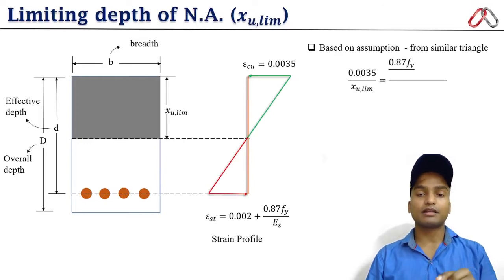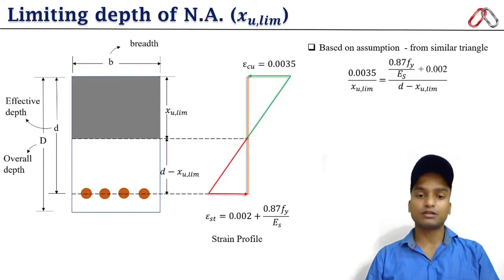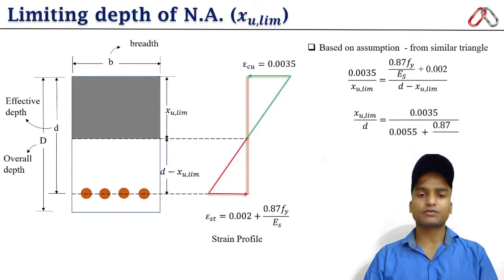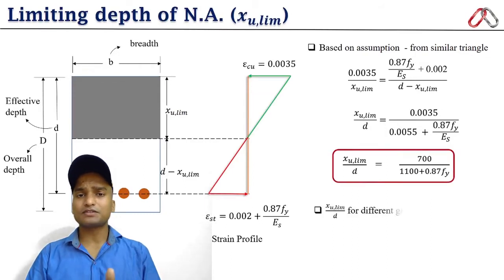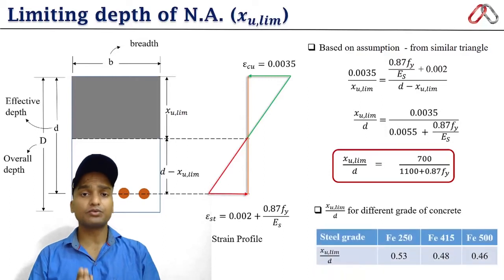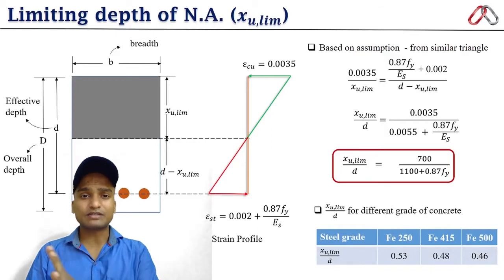0.0035 divided by XU limiting is equal to 0.87 Fy by Es plus 0.002 divided by d minus XU lim. And if you simplify this equation, we arrive at XU limiting by d is equal to 700 divided by 1100 plus 0.87 Fy. And the ratio of XU limiting and effective depth is a constant. It does not depend on the characteristic of concrete or the cross section of the beam. It only depends on the grade of steel, Fy.